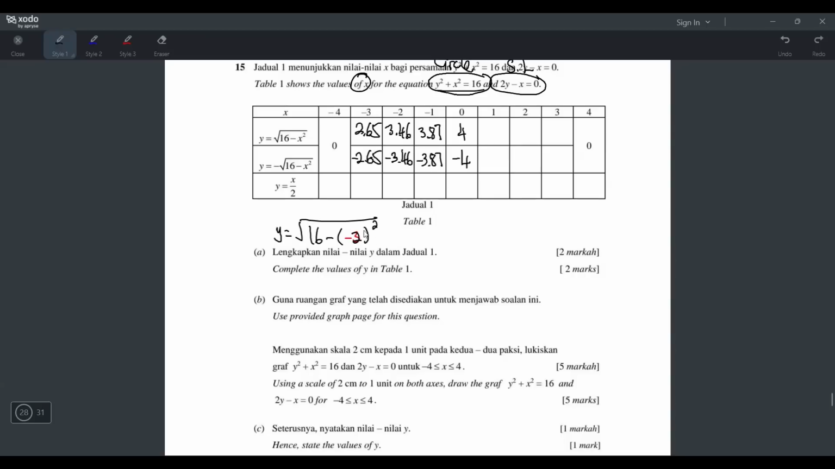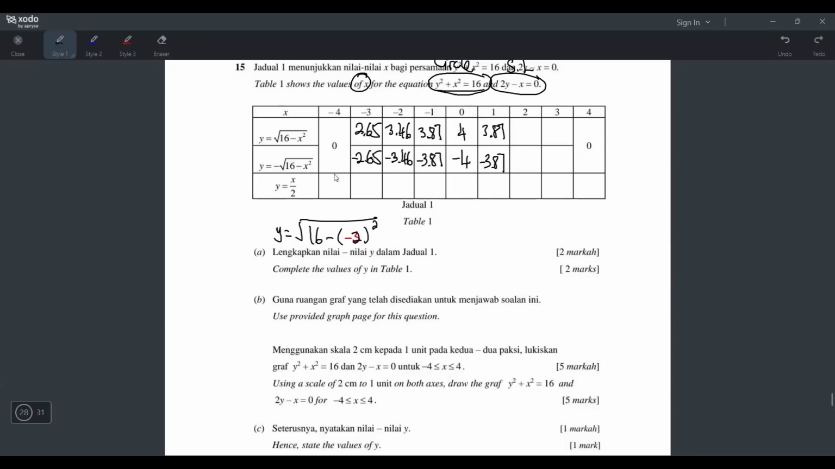Okay, what about if x is 1 here? 1 square is 1, 16 minus 1, 15. Square root 15, same as just now. You get the same thing, right? 3.87. Okay. And for this one will be negative 3.87. Okay. All right. Next one, if you sub 2, I think you will get the same.